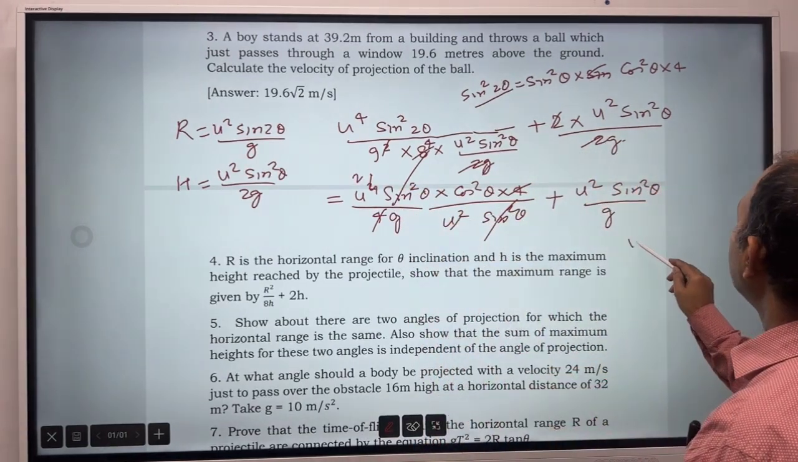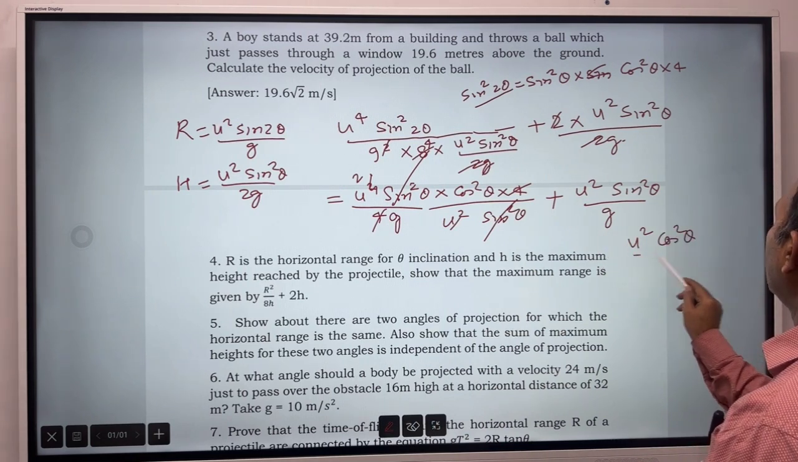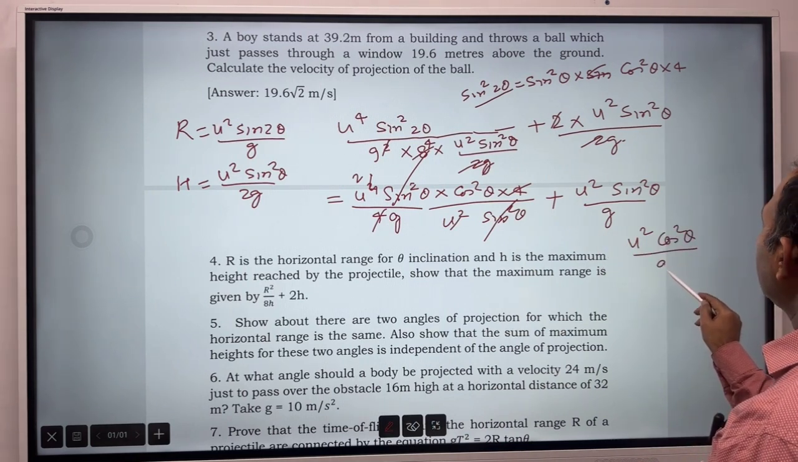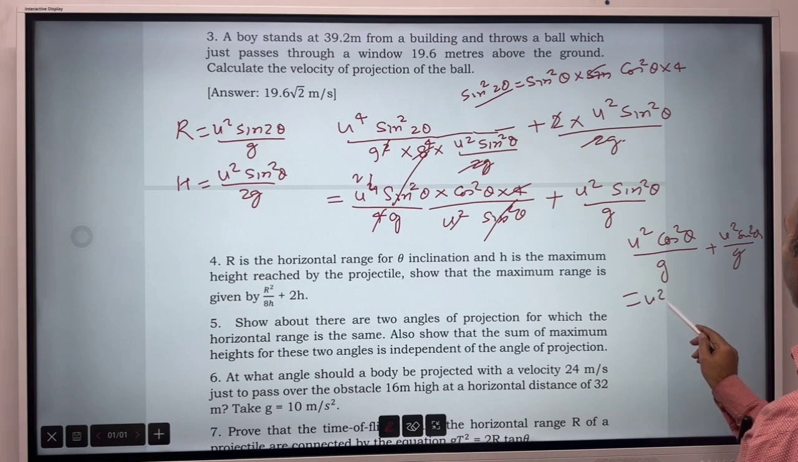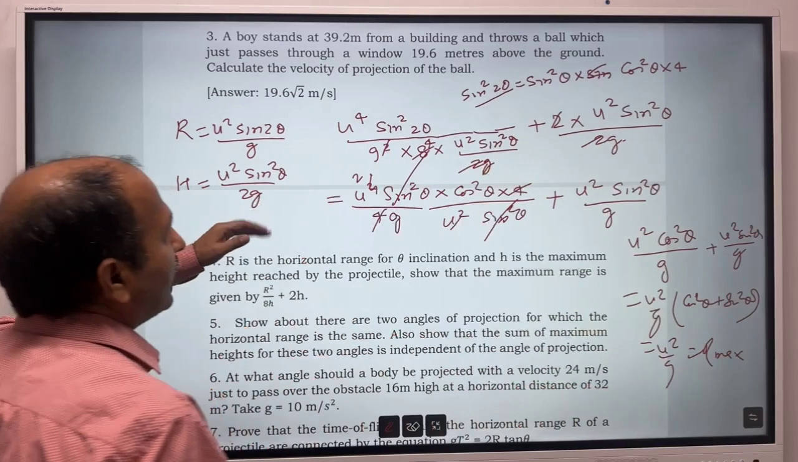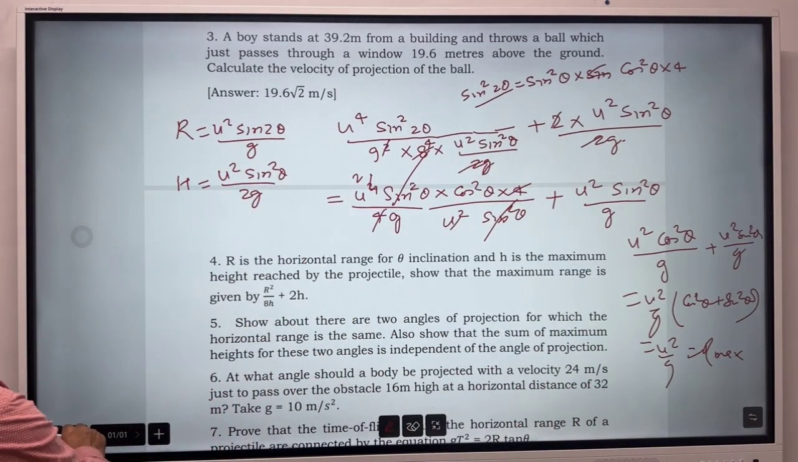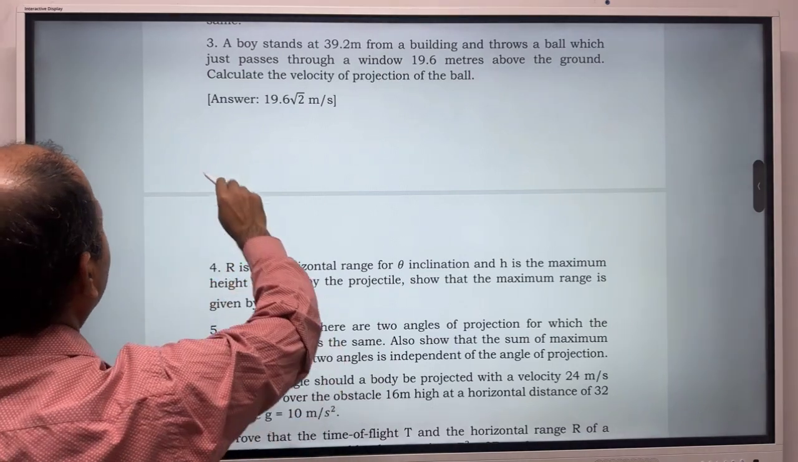Now we are left with u square cos square theta divided by g plus u square sine square theta divided by g. So u square upon g common, cos square theta plus sine square theta. So it will give u square upon g, which is R max. I think there is slight confusion, so I am just re-explaining the same thing so that confusion may be avoided.